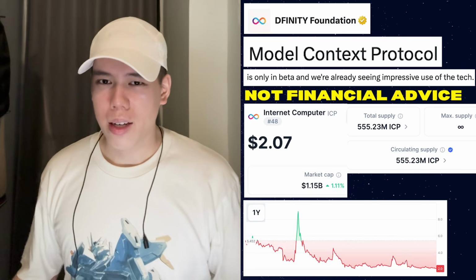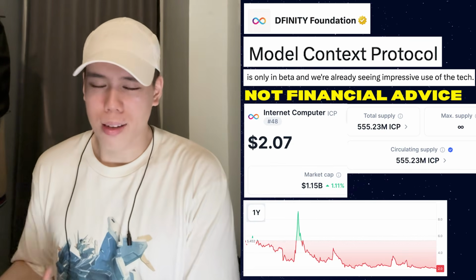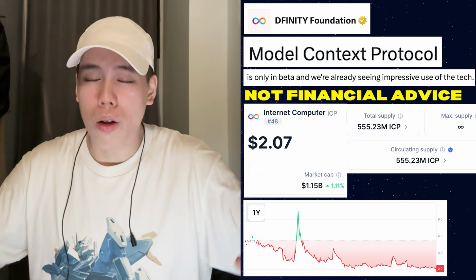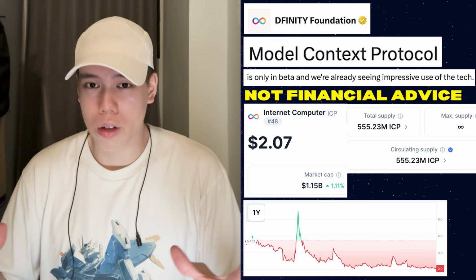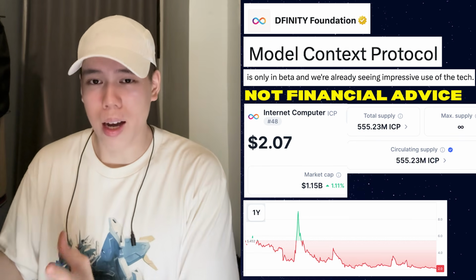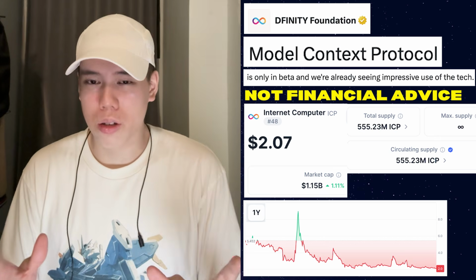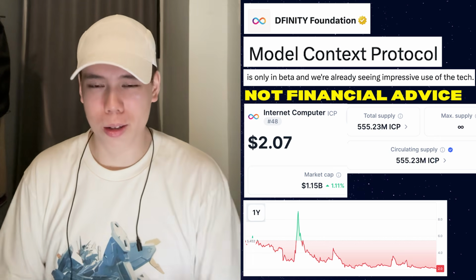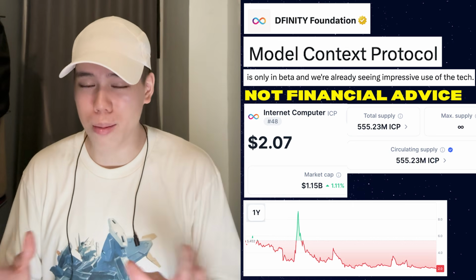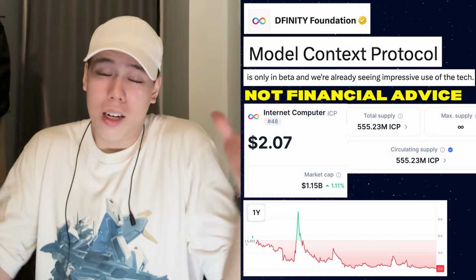So when it comes to Dfinity, based off a recent post that they made, it could very well have hinted at the fact that the full-on launch of the Model Context Protocol, which is going to greatly strengthen and bolster the Internet Computer's narrative when it comes to AI, might be closer than we expected. It could really impact the Internet Computer in a pretty profound way. So it seems like it's getting closer to me.